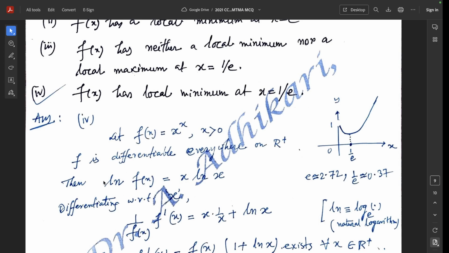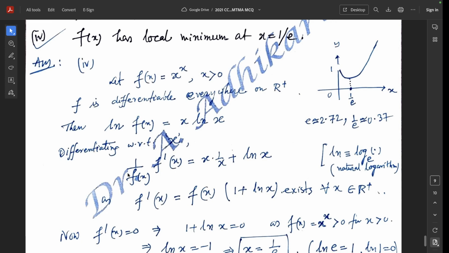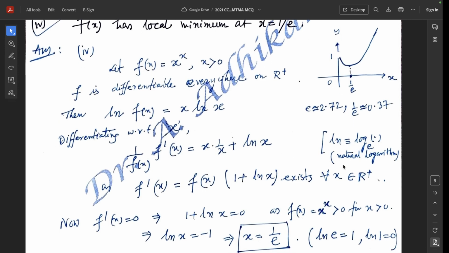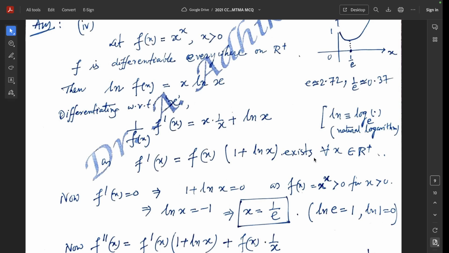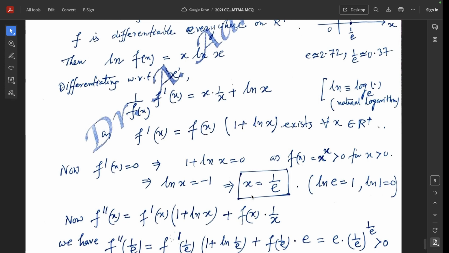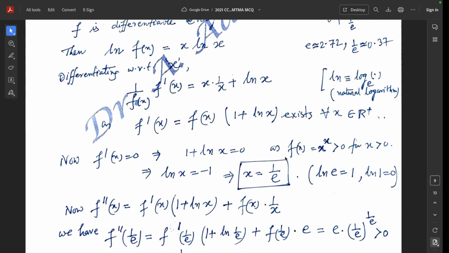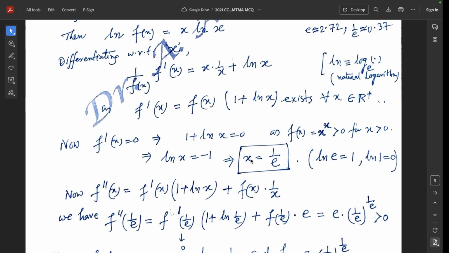Then ln f(x), where ln is the natural logarithm, log to the base e, is equal to ln x to the power x, so x ln x. Differentiating with respect to x, 1 by f(x) times f dash x is equal to x times 1 by x plus ln x. So f dash x equals 1 plus ln x for all x belonging to R plus, and f dash x equal to 0 implies 1 plus ln x equal to 0. Since f(x) equal to x to the power x is obviously positive, only 1 plus ln x equal to 0. So ln x equal to minus 1, which implies x equal to 1 by e, since ln 1 equal to 0 and ln e equal to 1.